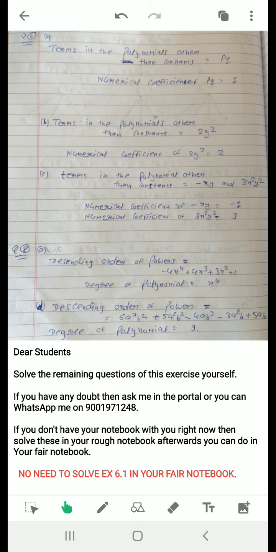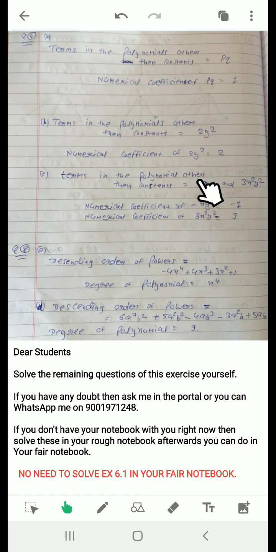Let's suppose only x is written. That means we can say it is 1x. So only PQ is written, then I can say 1 PQ. Okay. So the numerical coefficient will be 1. Similarly, terms in the polynomial other than constant, in question number B, it is 2y square. The numerical coefficient of 2y square will be 2.